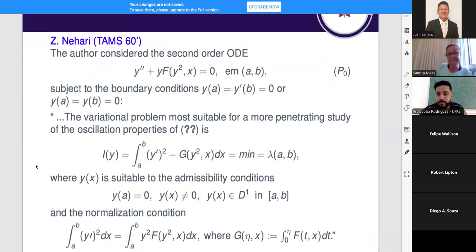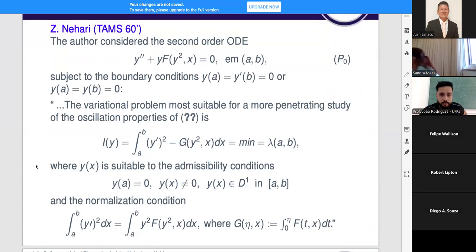the first paper studying this class of problems was in 1960, where Nehari was interested in studying this class of ordinary differential equations, second order ordinary differential equations, under some specific boundary conditions like this one.